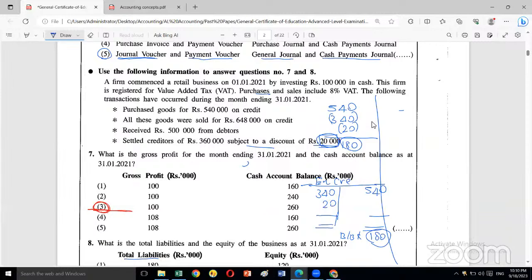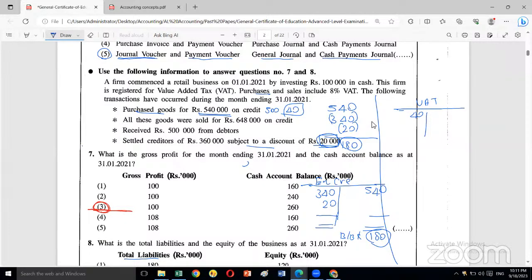So in this situation, what should I do? I have to open a VAT account, to see whether it is an asset or a liability. Always remember, purchase VAT is an asset. So how much is the purchase VAT? Already we calculated. 500,000 is the purchase, VAT is 40. Purchase VAT is an asset, so we should record it on the debit side.